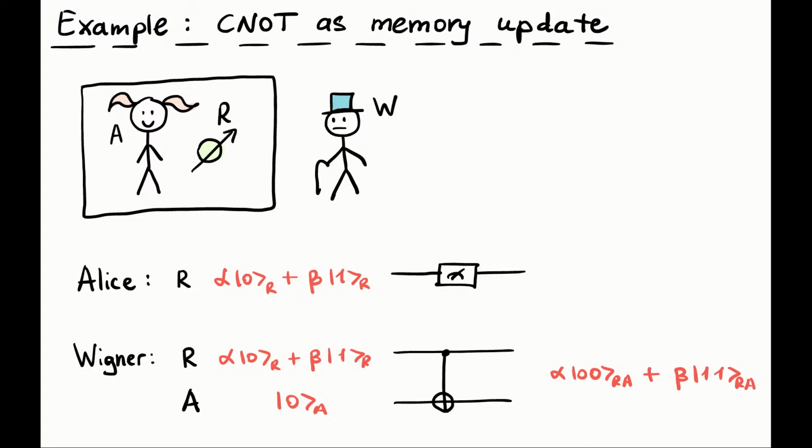So two things that we take away from this slide. First is that if Alice's memory is modeled as a qubit, we can simply model the memory update, the measurement, as a CNOT gate. And the second insight is that operating with knowledge and statements that agents make in quantum mechanics might not be as straightforward as in a classical setting, because here we have the same physical scenario, and the theory clearly allows Alice and Wigner to have different descriptions of the same scenario.